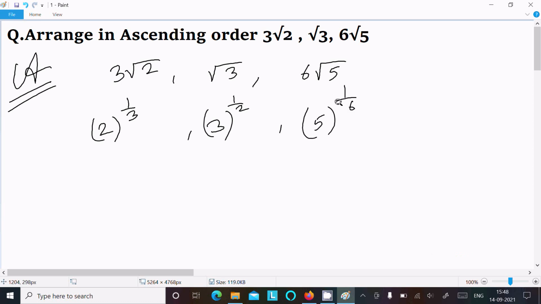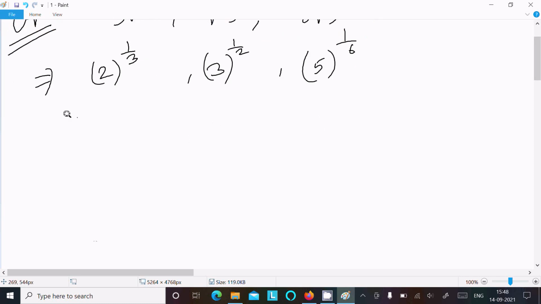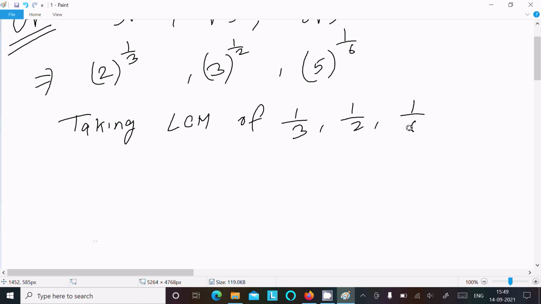Now taking the LCM of the powers. The LCM of 1 by 3, 1 by 2, 1 by 6 is 1 by 6. Now, 2 power 1 by 3: we need to make that 1 by 6.